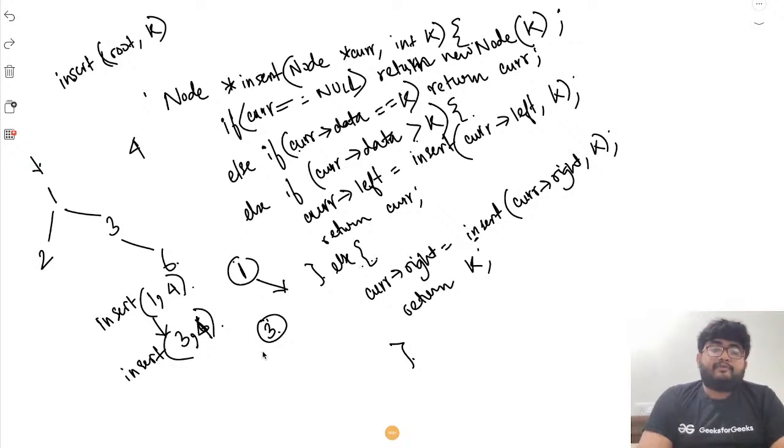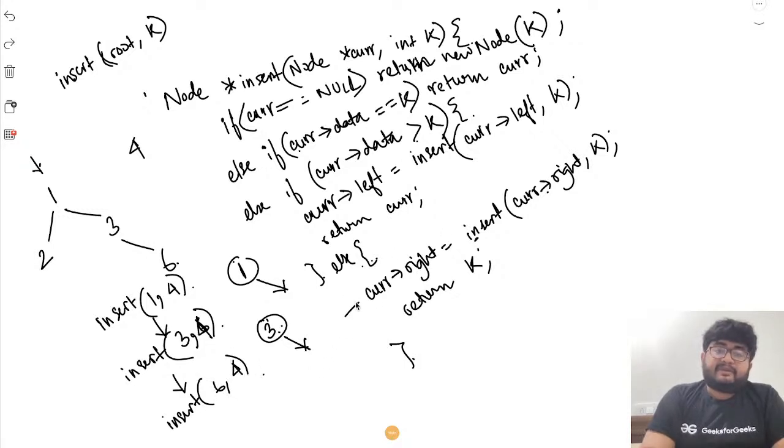So we will go to the else part. Again, current of right equals insert. So the right side of 3 will be equal to what? It will call insert again for the right child. What is the right child? For 3, the right child is 6 right now. It will call insert 6 and 4. And remember where the call was made, at this line, current of right.